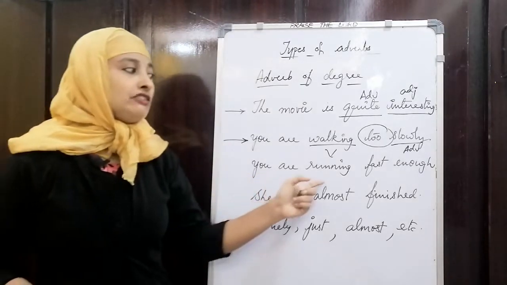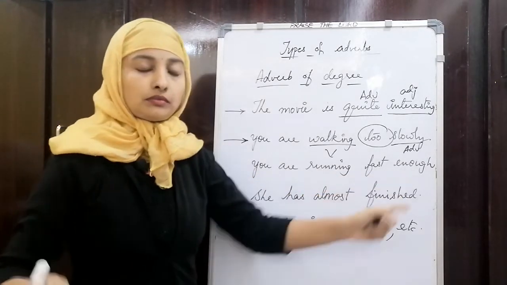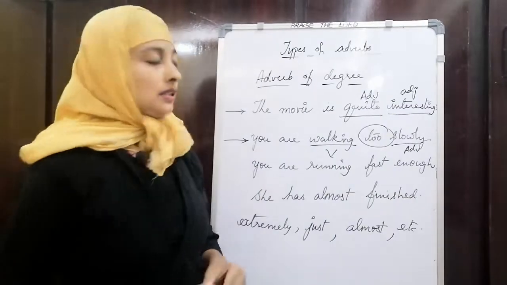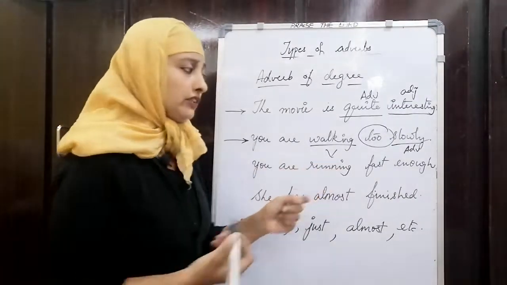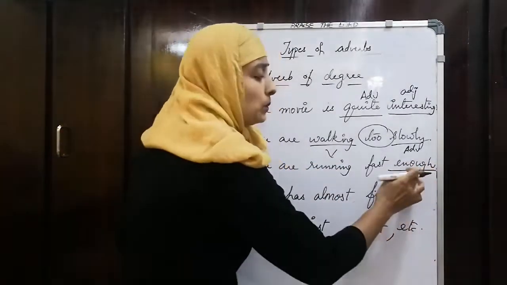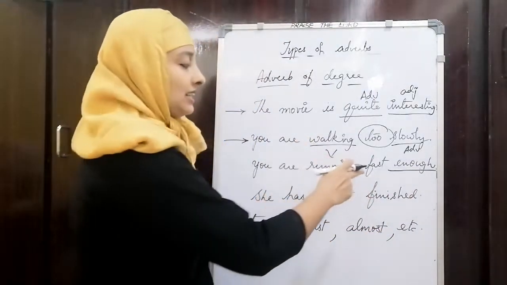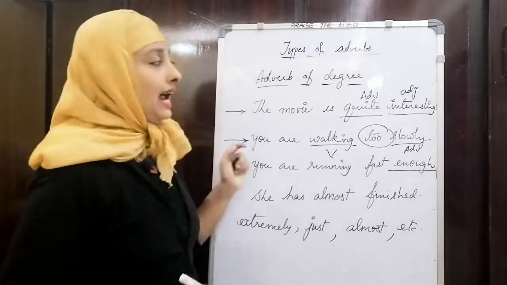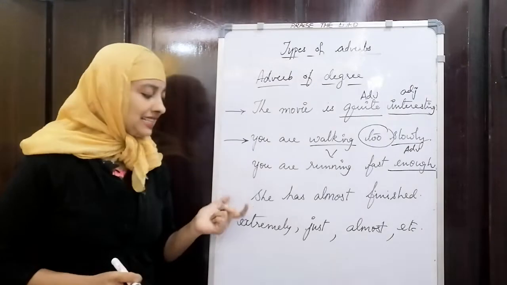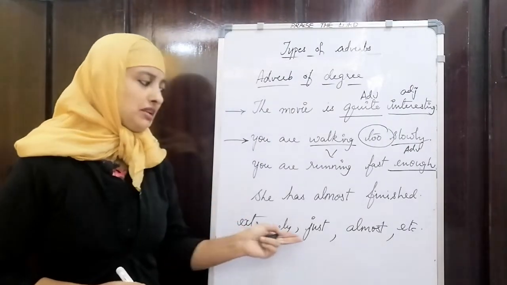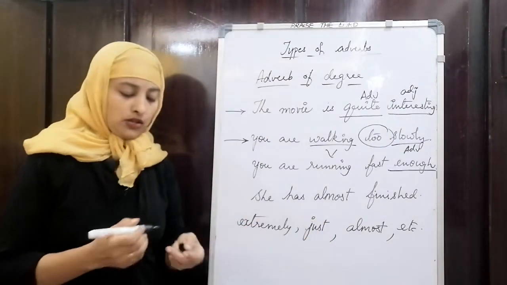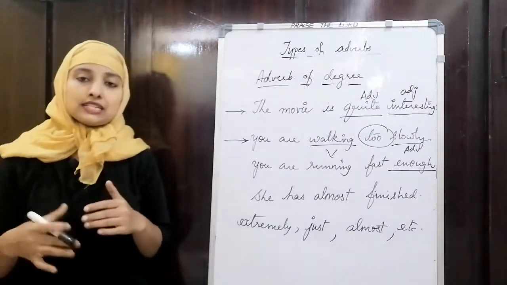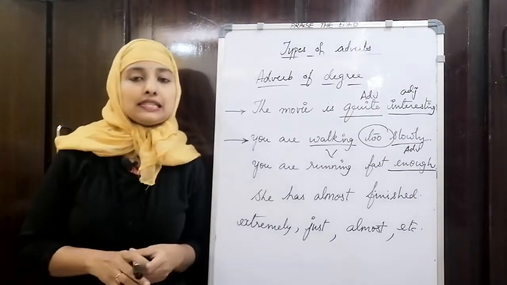You are running fast enough. So, you are running fast enough. How? Fast enough. So, the word enough is also modifying the fast. So, this is an adverb of degree. So, you can see that adverbs of degree are words like extremely, just, almost, etc. So, please do practice. The rest of the types of adverbs we will see in the next video. Thank you.